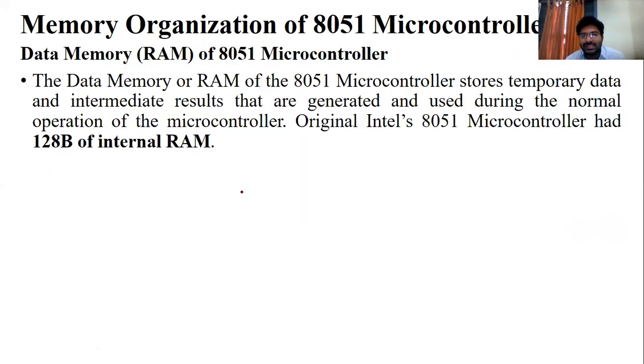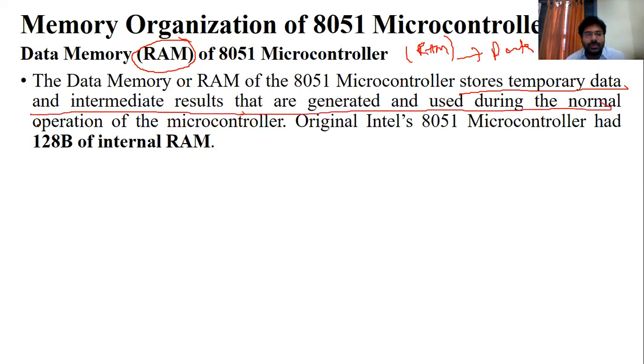Okay, so now at the same time, you have a data memory, nothing but RAM, which is also available. RAM is random access memory. We can also call it the data memory. In a microcontroller especially, this data memory or RAM is used to store the temporary data and intermediate results that are generated and used during the normal operation of the microcontroller.